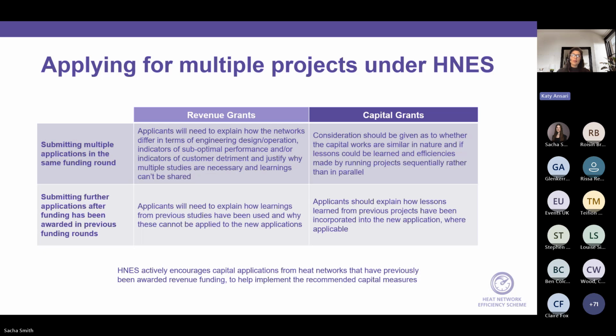As for applying for multiple projects under HNES, you can submit multiple projects for the same funding round. However, you will be asked to explain how the heat networks differ and why you can't use the knowledge gained from one optimization study and apply it to the other heat networks. So if they are significantly different, you can submit multiple applications. If they are similar, we do encourage you to just submit one and use the lessons learned from one and apply it to your other heat networks.